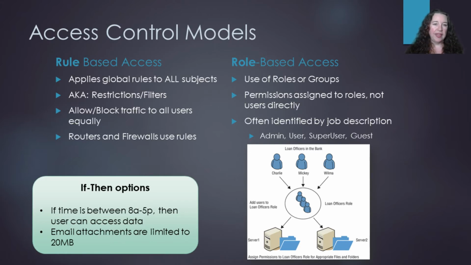Generally, we call them if-then options. If it is between 8 and 5, users can access their data. If it is an email attachment, its size is limited to 20 megabytes. Different if-then rules. We also use these kinds of rules on routers or firewalls, so you've probably seen them before.